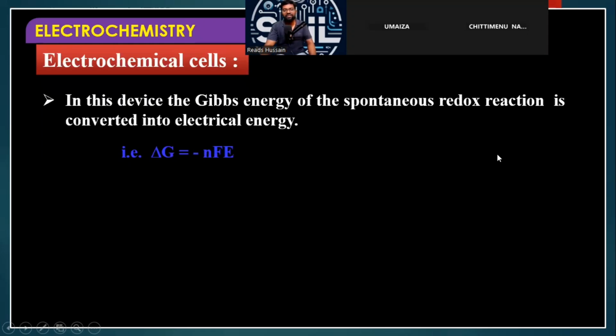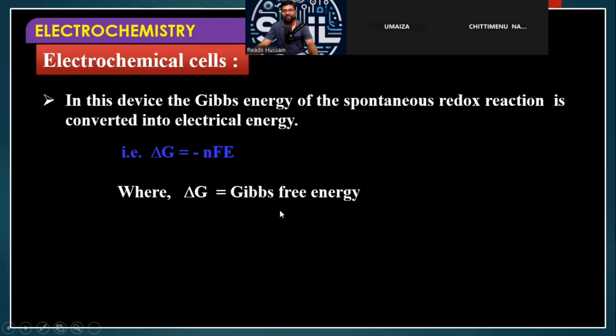For Gibbs energy, this is the formula. If you know this formula, okay, no problem. If you don't know, also no problem. See here, delta G is equal to minus nFE. We'll discuss this formula in the coming classes. Delta G: delta for change, G for Gibbs energy. Actually, this is the change in Gibbs energy or Gibbs free energy.